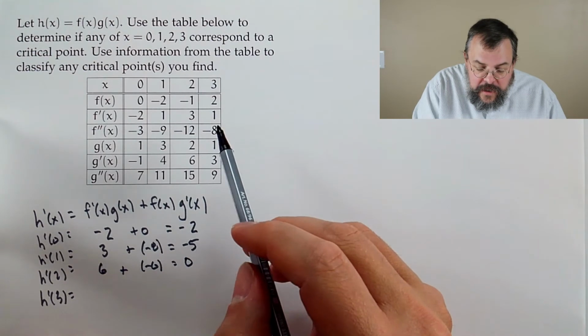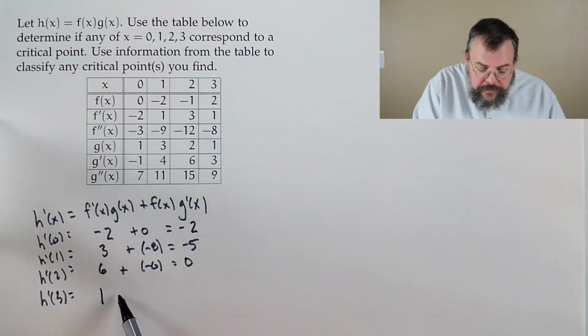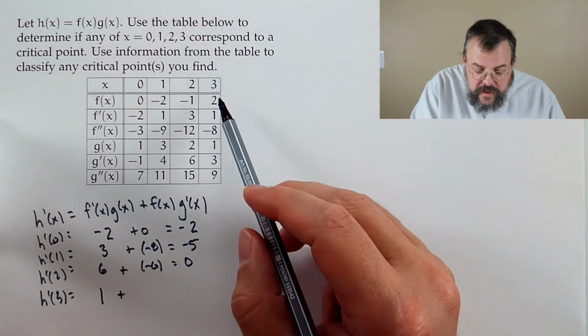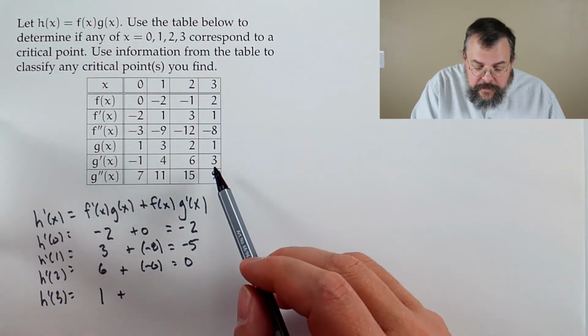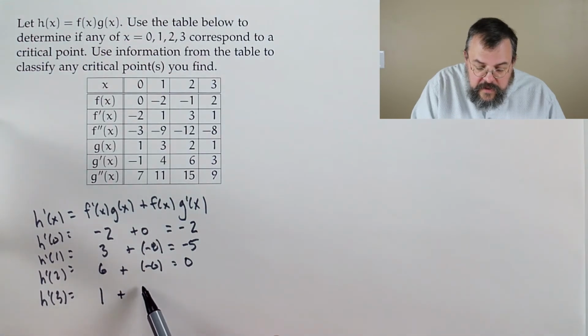Okay, well, gotta check 3 as well. Okay, so 3, let's see, it'd be 1 times 1, which is 1, plus, and then here we have a 2 times a 3, f times g prime. So that's 6, and that adds to 7.